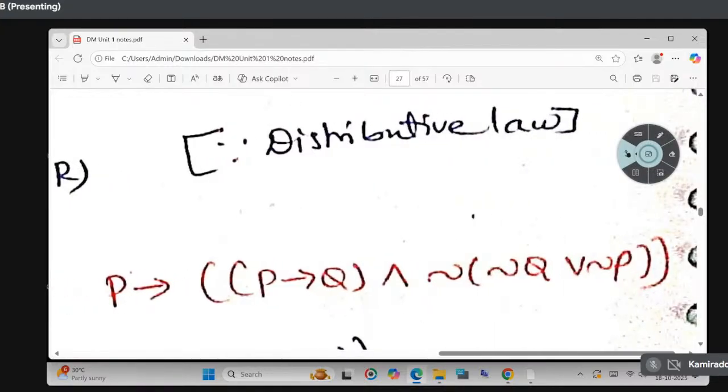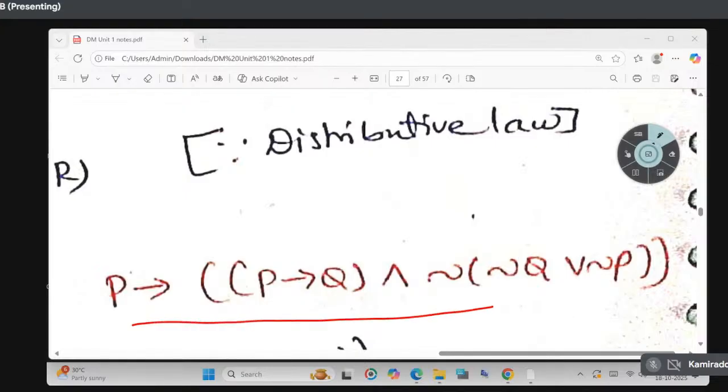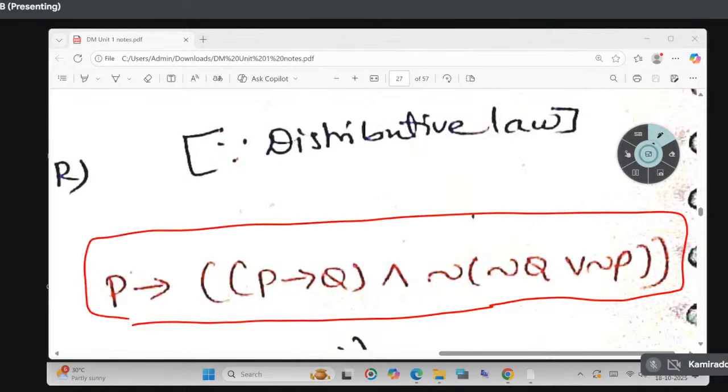Convert the given term into DNF. Convert this given term into DNF. P implies Q and negation of negation Q and negation P. Convert this term into DNF. Within the terms you should get the OR symbol. Till that procedure, till that answer, you have to compute your solution.